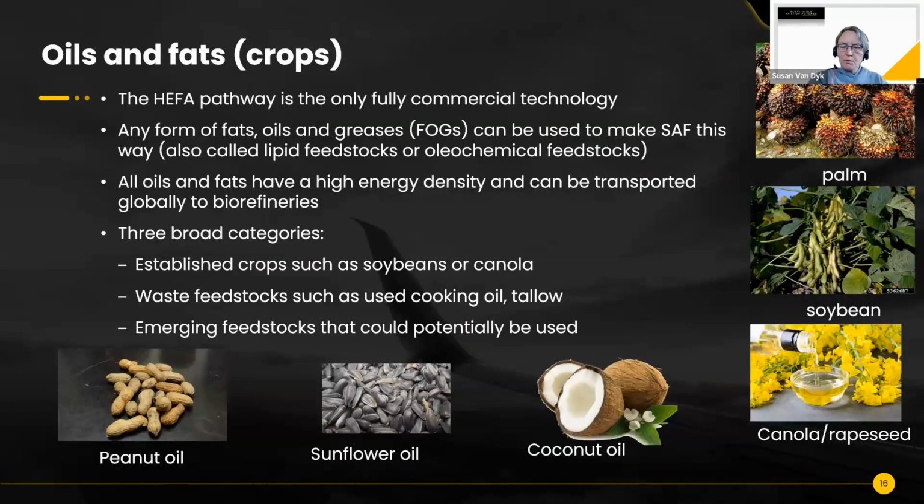So we get different types of crops that we can use for oils and fats. We have some examples: palm oil, soybean, canola, or rapeseed, the same thing, coconut oil, sunflower oil, peanut oil. And as I said, all of them have a high energy density. And so what I'm going to look at is grouping them together. The one is crops, the next one is waste, and the other one is what I would call emerging feedstocks. So generally non-edible oils and fats that have higher sustainability characteristics.